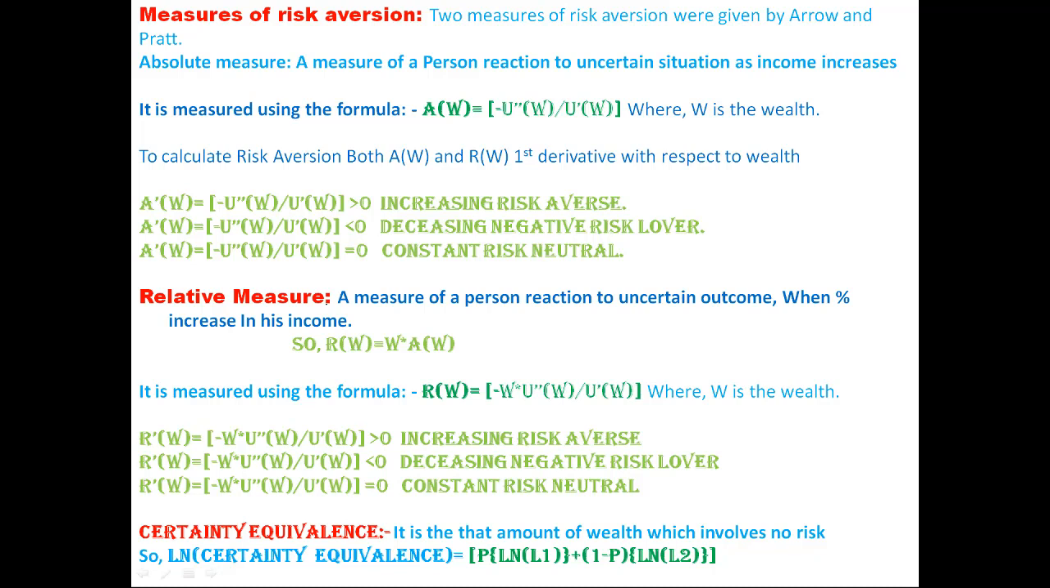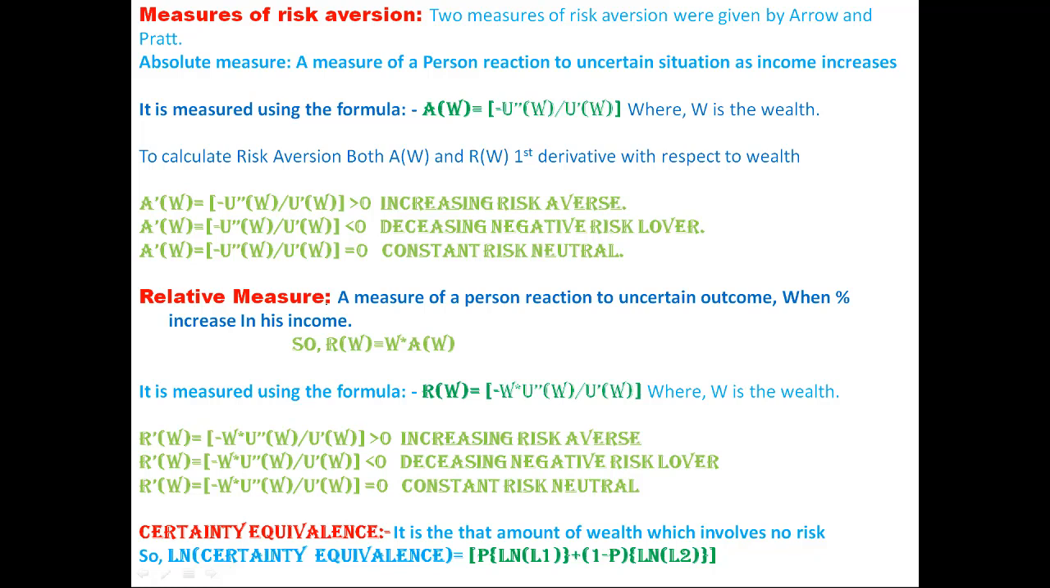The formula of absolute risk aversion is the second derivative of utility with respect to wealth divided by the first derivative with respect to wealth. Okay, to calculate absolute risk aversion and relative risk aversion, just take the first derivative. These are the first derivative, second derivative and first derivative. Again, for this whole thing we have to take the first derivative. If it is greater than zero, then it is increasing risk aversion. If it is less than zero, then it is decreasing, and for a constant it is considered risk neutral.